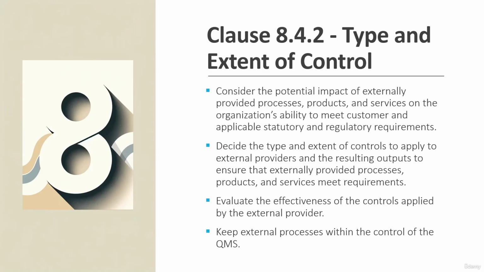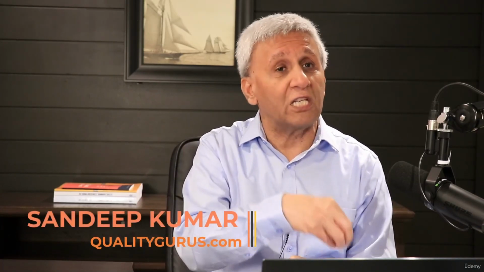Now coming to the second part of this clause, which is 8.4.2, which is type and extent of control. When you want to decide what type of control we should be putting on a particular supplier, you cannot have the same level of control on all suppliers. For some suppliers, you will just buy the material and use them. For some suppliers, you will buy the material, but then you will do incoming inspection. And for some suppliers, you might have your person sitting in that facility doing inspection, looking at the processes. So depending on the situation, depending on the criticality, depending on the ability of the supplier to meet the requirement, you will have different types of controls which you will put on suppliers.